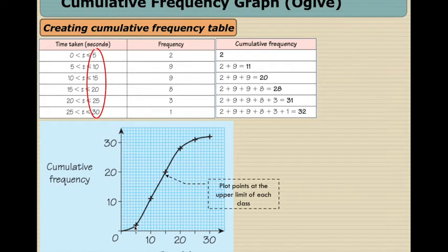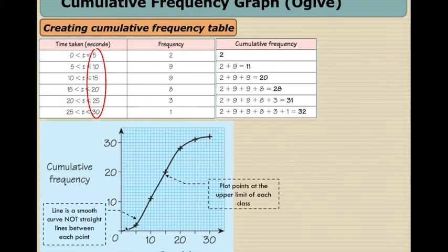Next, in the next interval, the upper limit is 10, and the cumulative frequency is 11. So you find 10 on the x-axis, and then find 11 on the cumulative frequency axis, and then you give a cross. You do the same thing for the other 4 crosses. The next thing to do is to draw a smooth curve, and that is your cumulative frequency graph, or ogive.